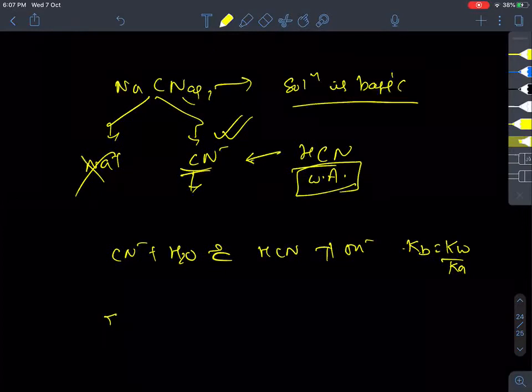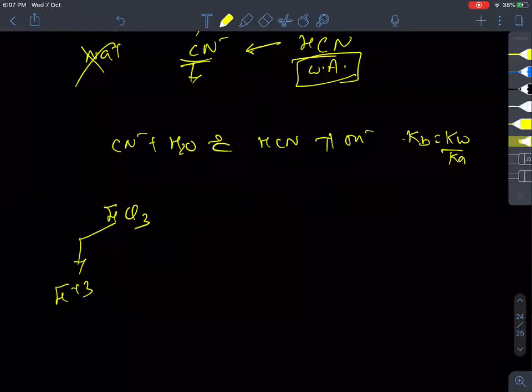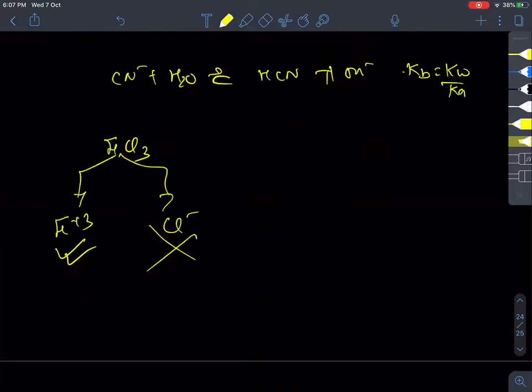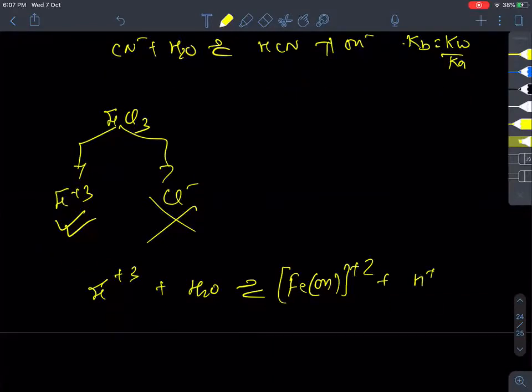Similarly, my dear, suppose I took FeCl3, then here Fe plus 3 and Cl minus. Cl minus will not do anything, whereas this will hydrolyze. And if iron will hydrolyze, my dear, step by step you can go for it. You can take single OH and overall plus 2 and plus H plus ion, Ka1, and similarly you can do the second, third also. You see this will be acidic.